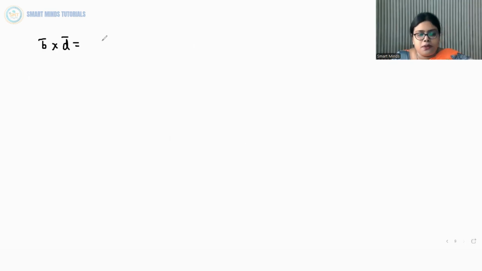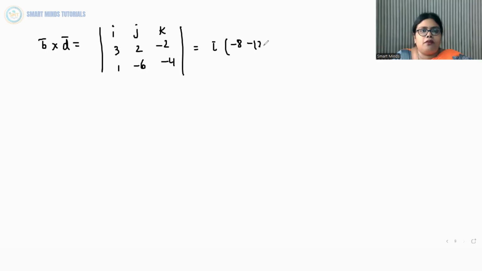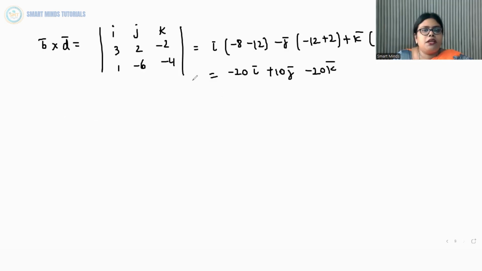B cross D. What is B cross D? For cross product, you always take IJK. Now from B bar, we will take 3, 2, minus 2. From D bar, we will take 1 minus 6 minus 4. How to find out the cross product? Same like determinant. I bar into minus 8 minus 12 minus J bar into minus 12 plus 2 plus K bar into minus 18 minus 2. So that is minus 20 I bar plus 10 J bar minus 20 K bar. Okay, this is B cross D.